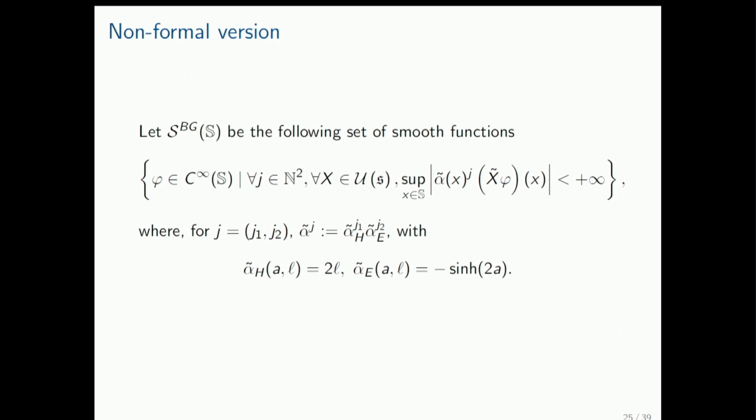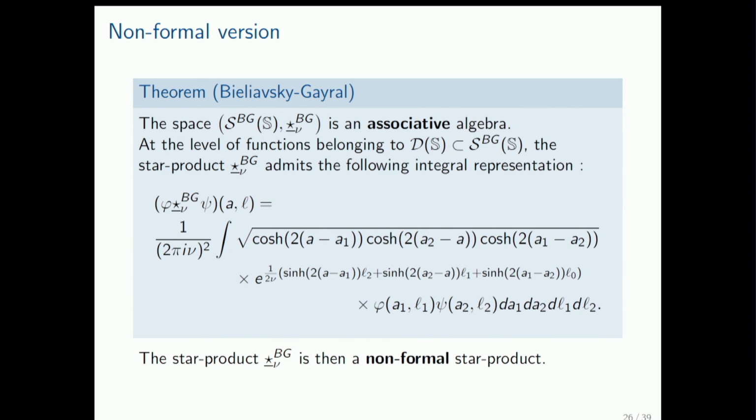So here again, for the construction of Bielawski and Guéral, if you consider Schwartz-space-type functions related to the geometry of S, then boom, you get this expression. Once again, this is an integral representation, and it means that the Bielawski-Guéral star product becomes non-formal. So you have an associative algebra, S_BJ, endowed with the star product B_J, Bielawski-Guéral.